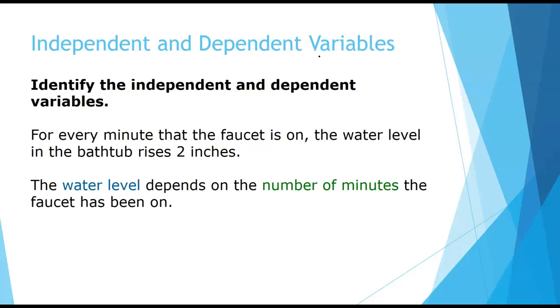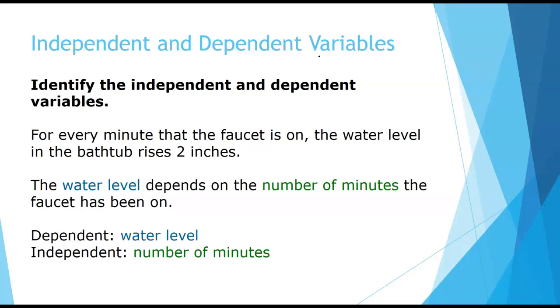The water level depends on the number of minutes that the faucet has been on, which means the dependent variable is the water level because it depends on something else. If we think of that backwards, if I were to run the water level higher, it's not going to change the amount of time that has passed. That's impossible. Often time is independent because we can't change the amount of time that something has been going on.